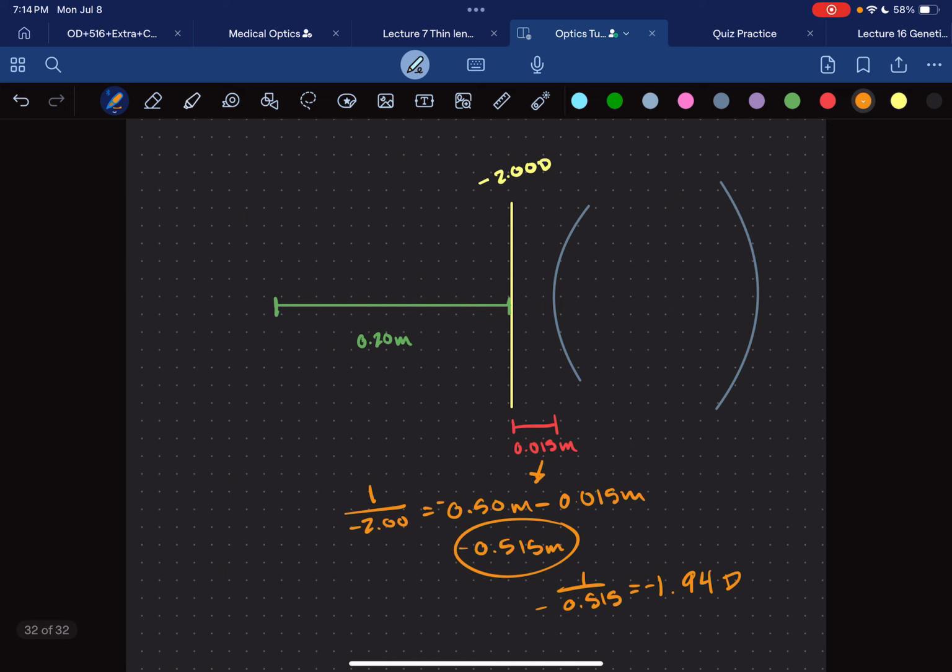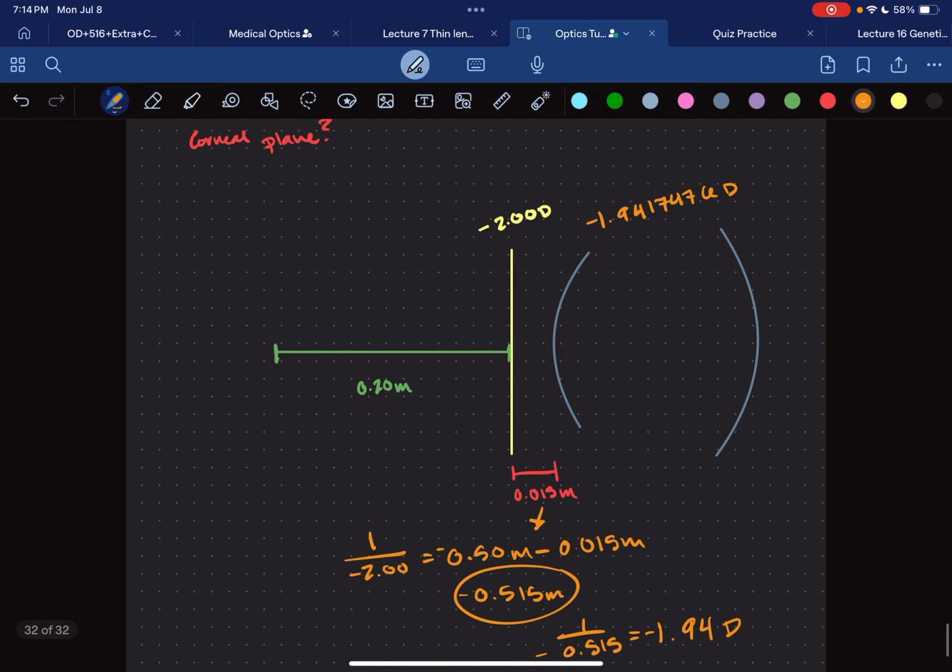So I'm going to put that up here: -1.94. And I'm going to write a few decimal places so we don't lose it: 7447. Okay, so we've got that. Now, it's basically like a multiple lens problem where we're finding the divergence at the front surface of the first lens, at the back surface of the first lens, and then the front surface of the second lens. It's kind of like that type of question if you guys remember it.